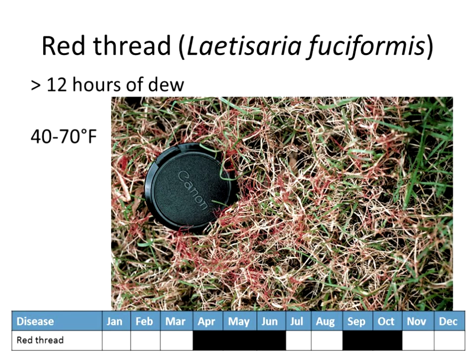It's called red thread. The reason it's called red thread is when you look at the dead spot of grass, like you see here, you'll see actually pink or red threads in that spot of grass. This is also another fungus that likes about 12 hours of dew, so it likes lots of dew, wet conditions, and 40 to 70 degrees Fahrenheit. So it's kind of April, May, June, so end of late spring, early summer, and then the end of the growing season is where this might be a problem.